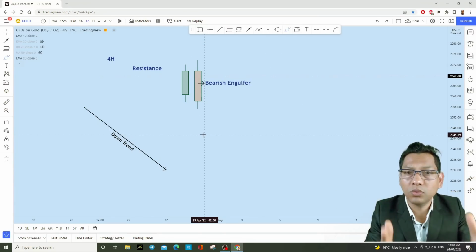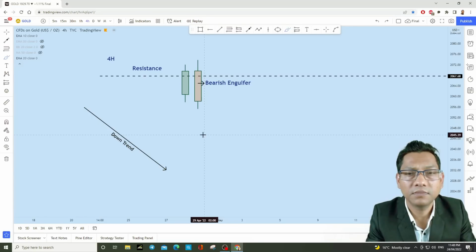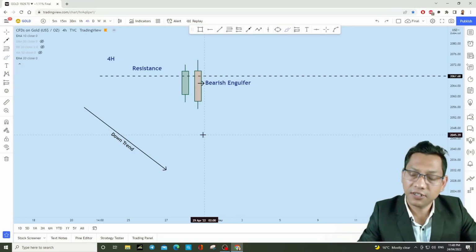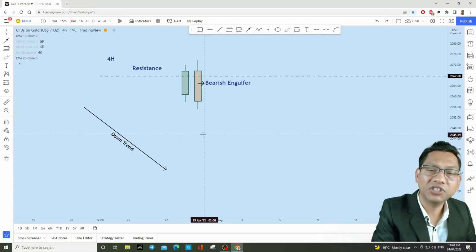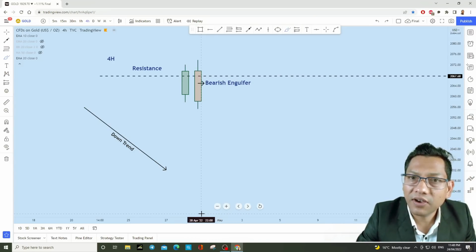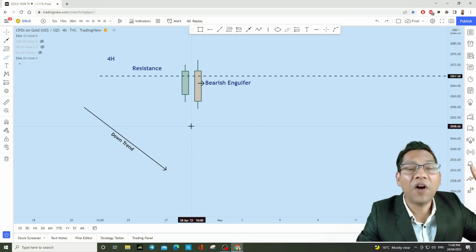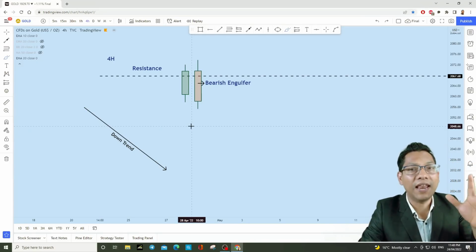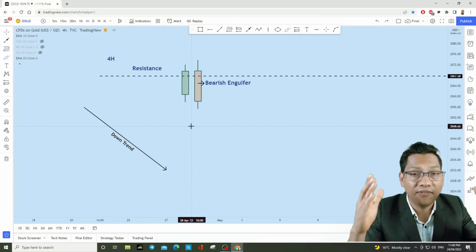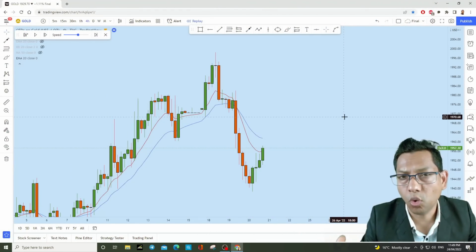Once you find this bearish engulfer, lock the door, turn off the mobile phone and turn off the light. We'll go to the 5 minutes time frame and start to scalp the market. Once you find a bearish engulfer on the 4 hour time frame, we'll go to the 5 minutes time frame, and I will explain in the real chart what we will do there. So we'll start first with gold.